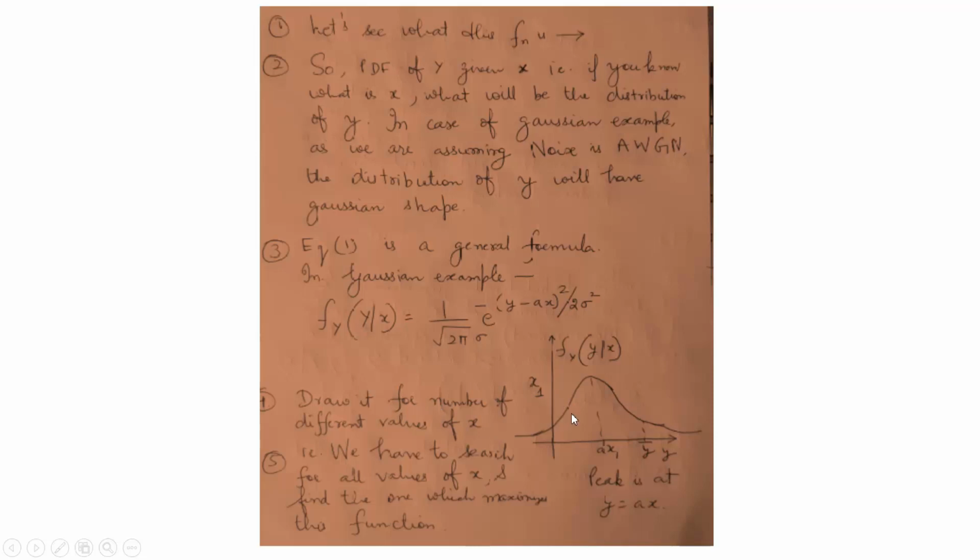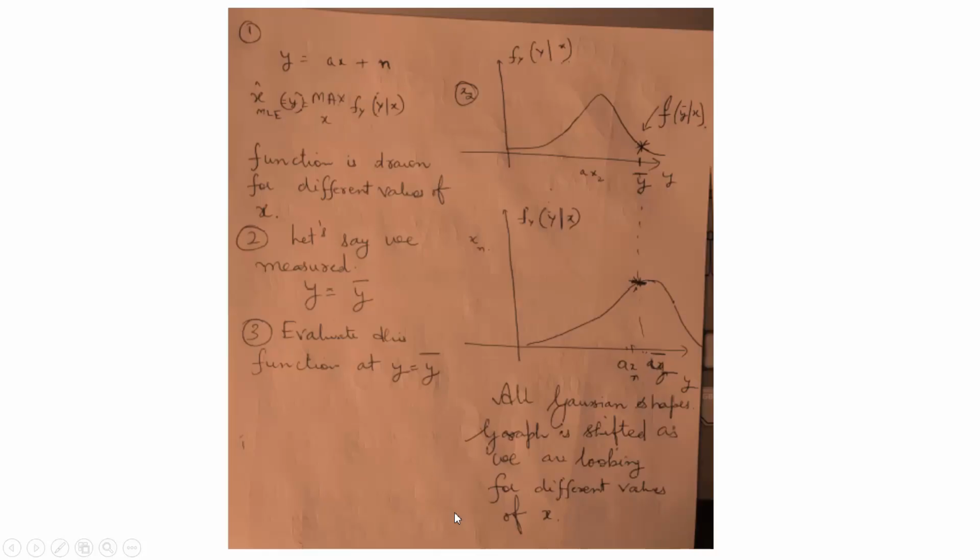We have to actually draw this function for different values of x. So this is one value of x, x equal to x1 taken, and along the x-axis is y, along the y-axis is this function, and we get the peak at ax1. Right. So we have to search for all values of x and find the one which maximizes this function. Now, let us draw it for x2 also. So this is the function drawn for x2, right?